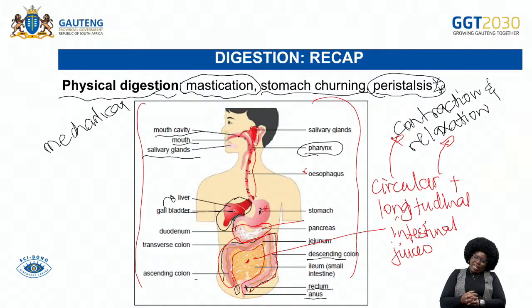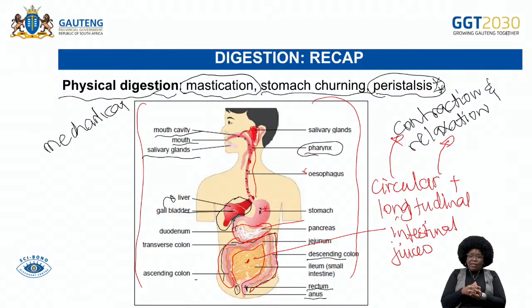And goblet cells secrete mucus. What is the purpose of mucus? It makes the area moist. Remember, diffusion happens easier and faster in a moist environment. It is moist, and it also allows the dissolving of substances. All right? And we will also speak about the presence of the lacteal and the blood vessels, which allow the absorption.